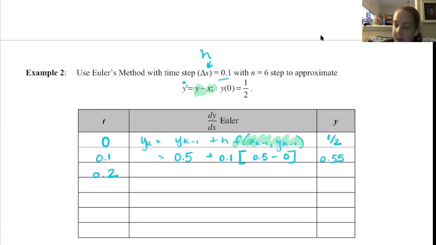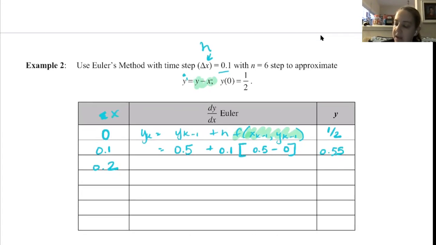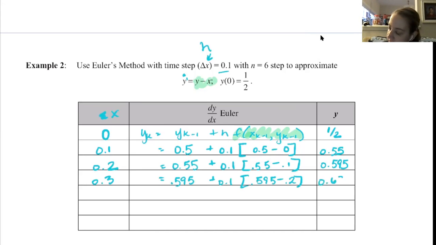So my new step up on my t value, actually I'm going to call this x. My new x value is 0.2. So my previous y value is 0.55 plus that delta t, or that h, or that delta x in this case, times 0.55 minus 0.1. I'm using my calculator off screen here, and I got 0.595. Remember, don't round till the end. As soon as you round, you've introduced a rounding error. So 0.595 plus 0.1 times 0.595 minus 0.2. And I got 0.6345. All right, and you just keep going.